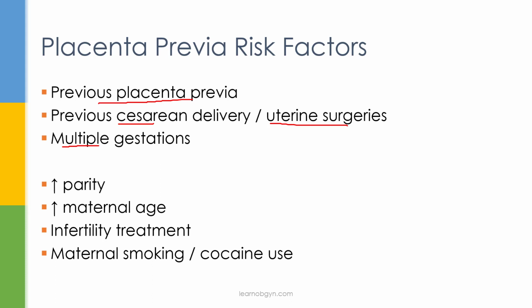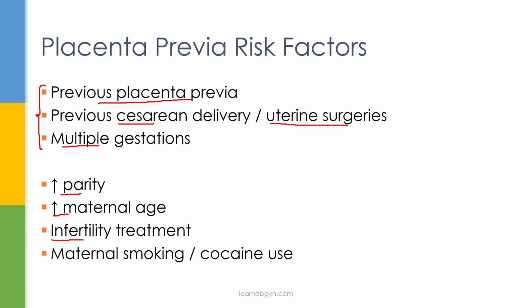Multiple gestations, so twins, triplets, or higher orders, can increase the risk of placenta previa, and you could think of it this way. There's more placentas, less real estate, so you may have some placenta already taking that ideal fundal spot, and then the other ones are stuck near the lower uterine segment and by the cervix. These are the 3 main risk factors that you should definitely know. Other risk factors include increasing parity, so having more children in general, increasing maternal age.